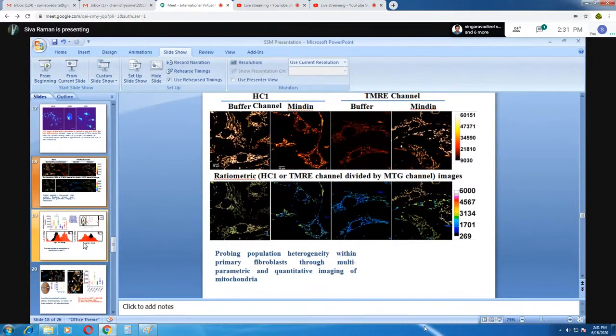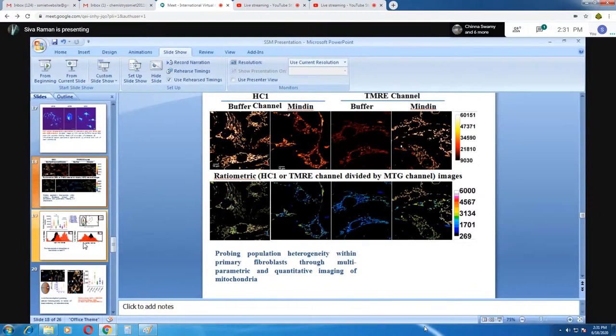Then we started that we want to study that population heterogeneity in the cells. How is that mitochondrial population going to affect the cellular works? Now, for this study we chose two different types of dyes. One is HC1, that's our synthesized dye. Another one is TMRE. I already told about that TMRE. It's a tetramethyl rhodamine dye, a very good mitochondrial viscosity sensitive dye.